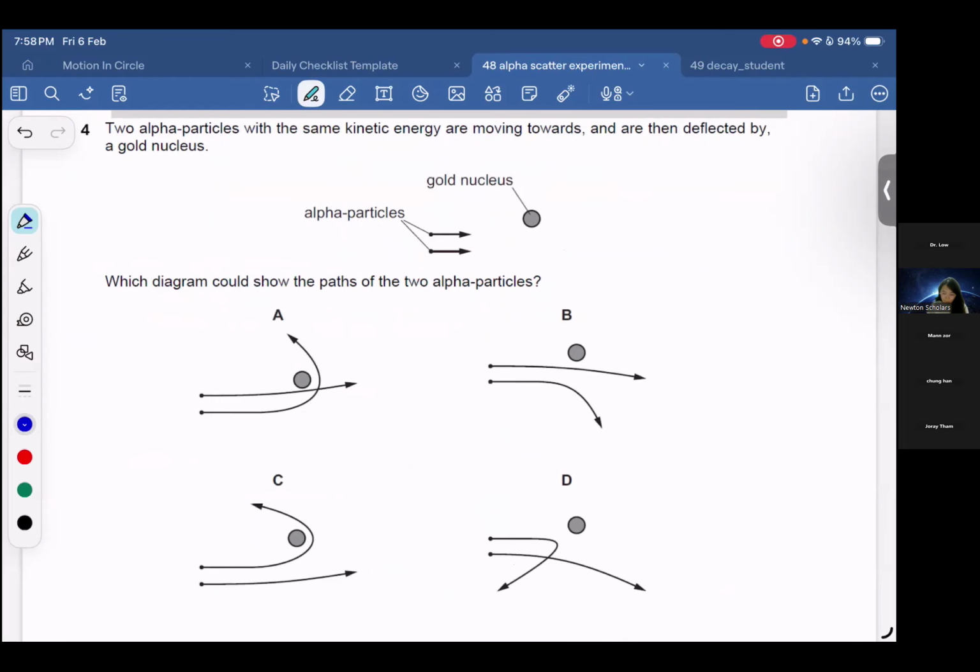There are two alpha particles with the same kinetic energy moving towards and then deflected by a gold nucleus. Which diagram could show the path of the two alpha particles? A, B, C, D. Think which one is the correct path.